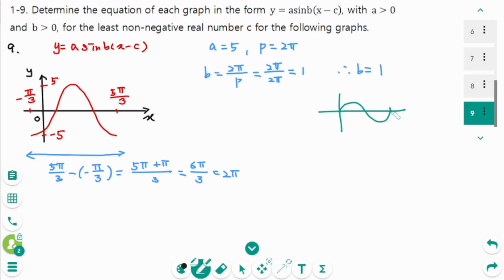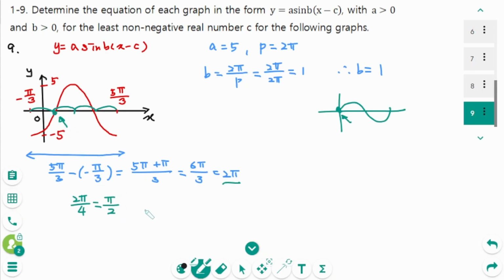Then think about the sine graph. The starting point is here. Then this is the starting point. And evenly divide 1, 2, 3, 4. So this part is 1/4 of 2 pi. Then 2 pi divided by 4, which is pi over 2.